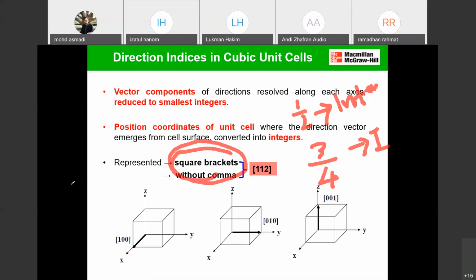For example, square bracket 1 1 2. This is for direction, but for Miller indices it is different. We are not using square brackets; we present Miller indices using normal brackets, not square brackets.